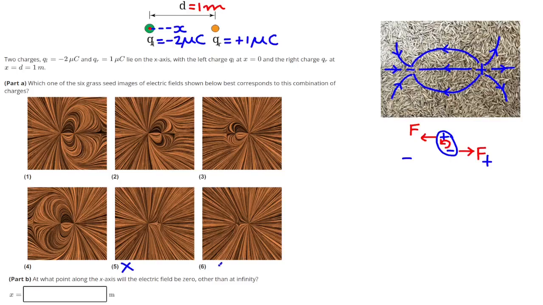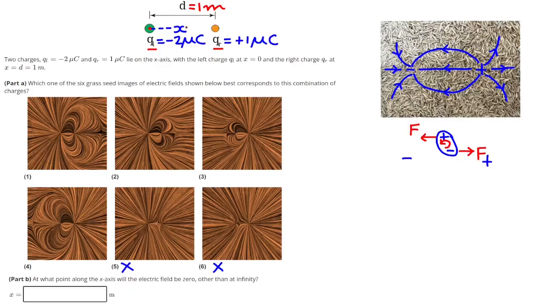Now for the other options, the left charge has a larger magnitude than the right charge, so the electric field lines should be more dense around the left charge. And that's not easy to see here. So the other option is to determine where the electric field might be 0.